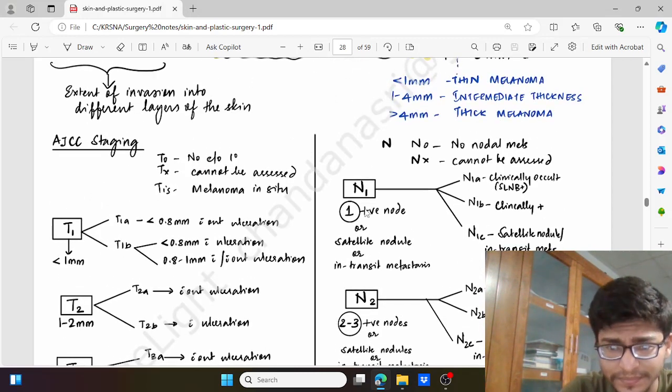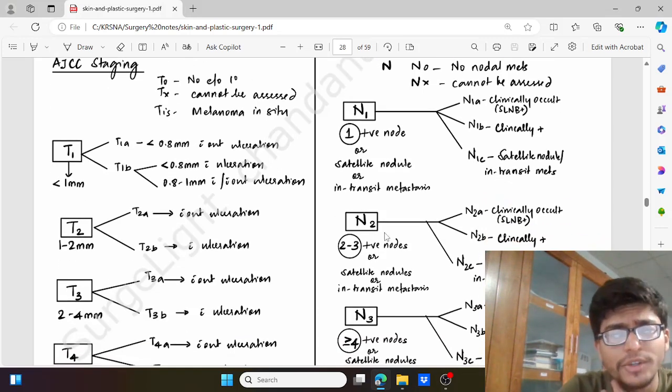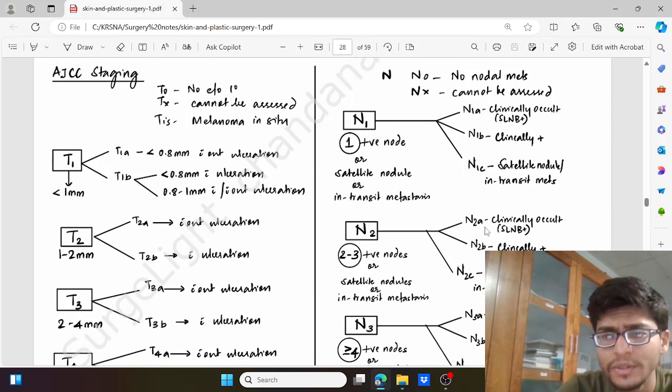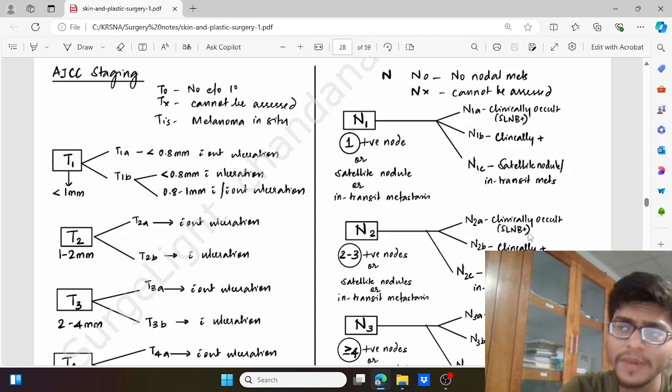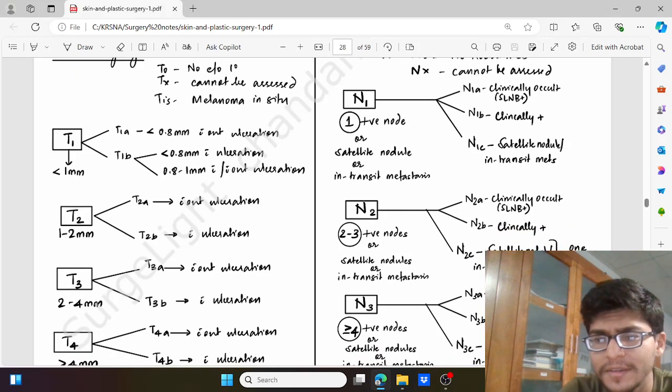Now the N. N1 will be one positive node or satellite nodule or in-transit metastasis, and divided into A, B and C, where A is clinically occult, positive by sentinel lymph node biopsy, B is clinically positive, and C is satellite nodule or in-transit mass. N2 is 2 to 3 nodes positive or satellite nodule or in-transit mets. Again ABC similarly: N2A clinically occult, sentinel lymph node biopsy positive, N2B clinically positive, N2C will be satellite nodule or in-transit mets with 1 node positive.